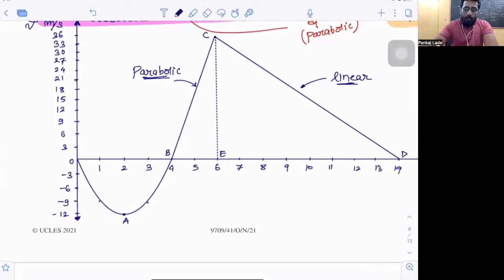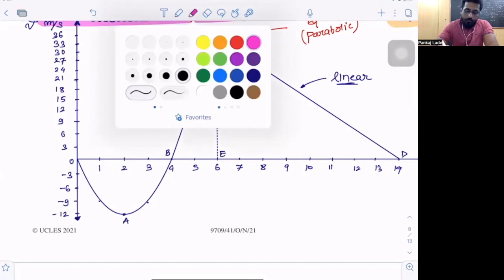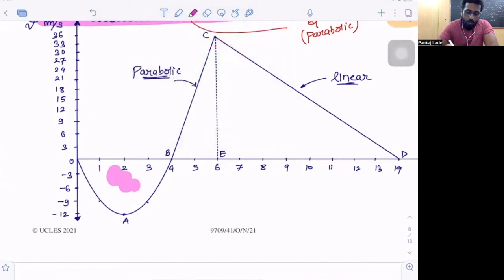So OAB is one part where I want to find the area. It is the area under the parabolic curve. So I will need to shade the region. So this is the region that I want to shade. This is the area under the parabolic curve below the x-axis. This is below the x-axis. This is the area which is going to come negative, but I will consider the positive area.